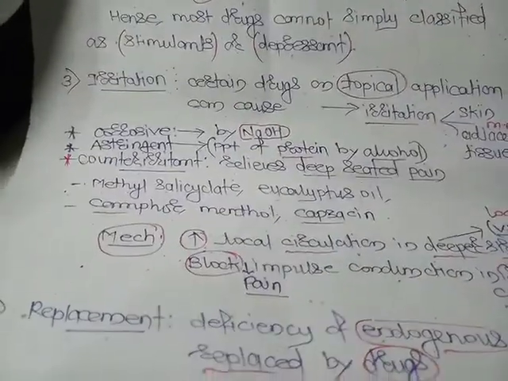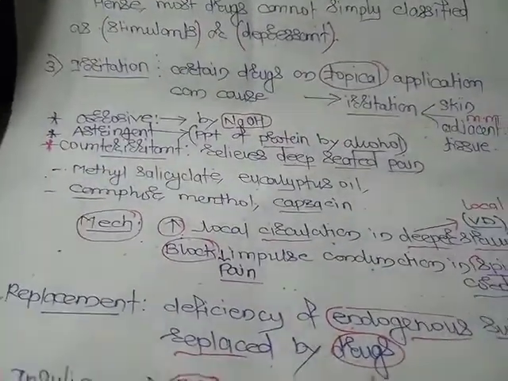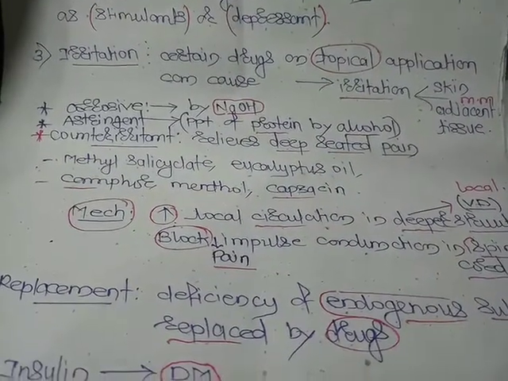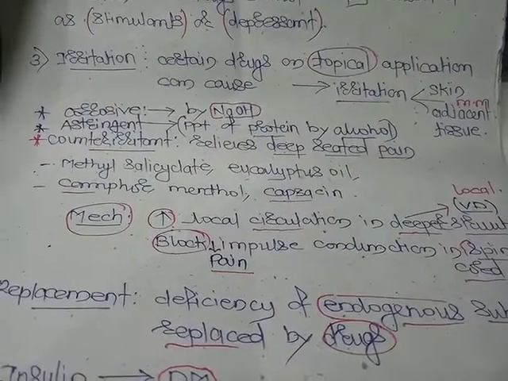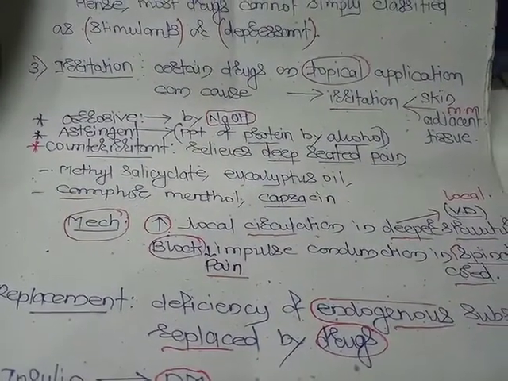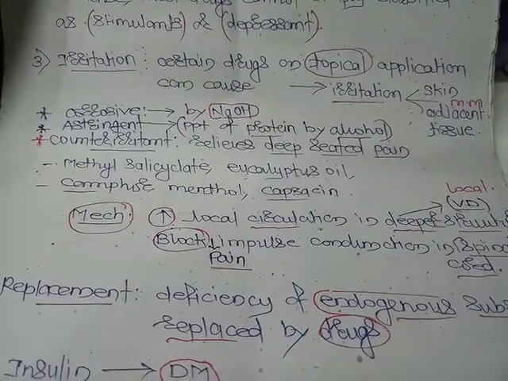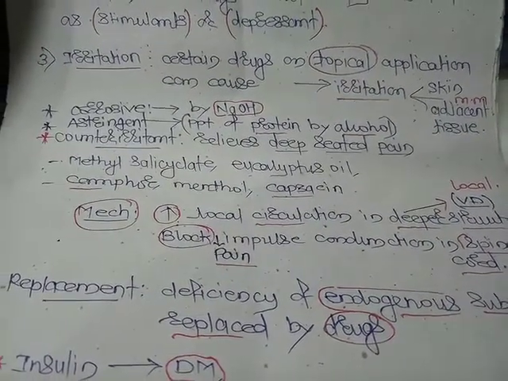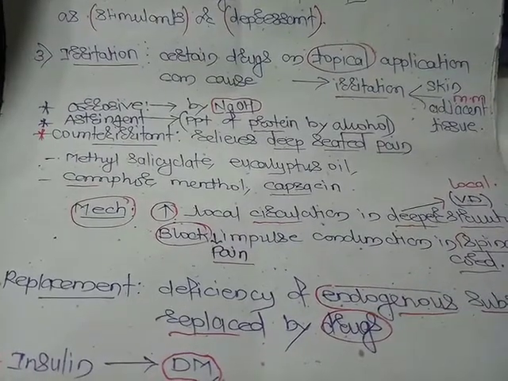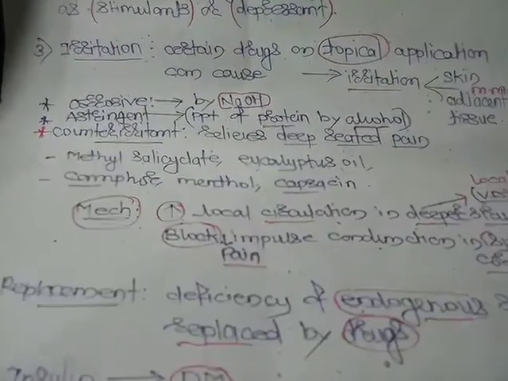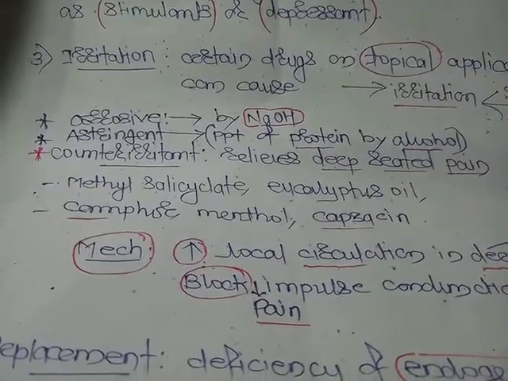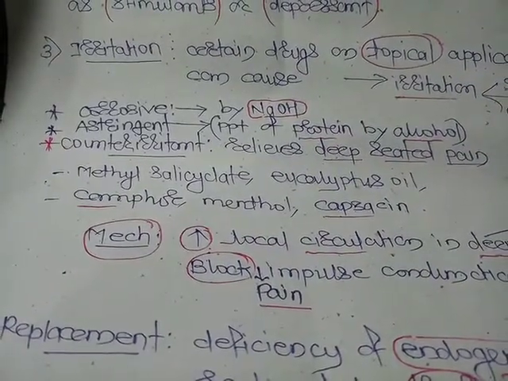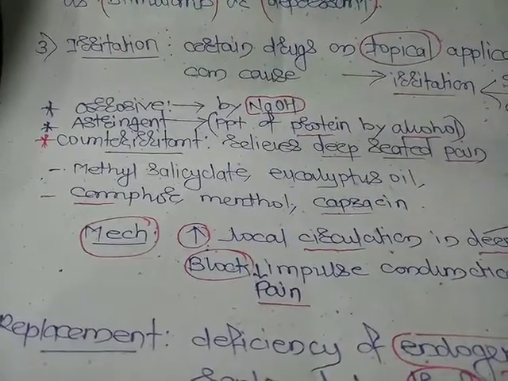Now we have the third type of principle, that is irritation. Certain drugs on topical application can cause irritation of the skin, mucous membrane, and adjacent tissue. For example, sodium hydroxide, NaOH, on topical application can cause corrosive action.